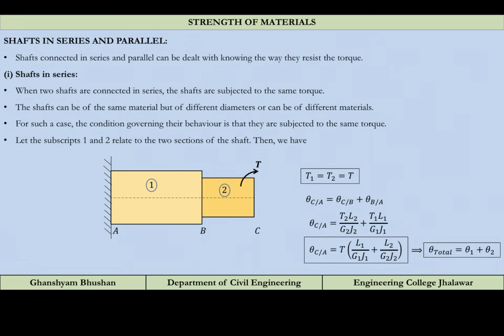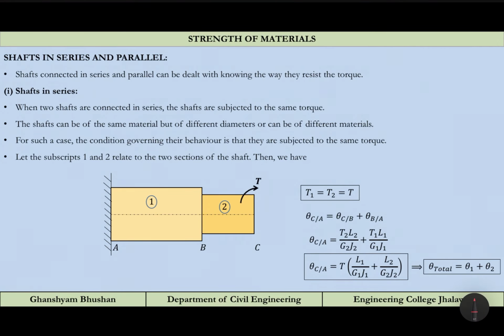First will be a shaft in series. When two shafts are connected in series, the shafts are subjected to the same torque. So the first point to be noticed is that the torque coming to each and every shaft will be the same. So T is constant. Then we can say the shafts are in series.